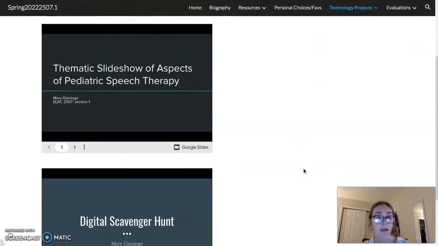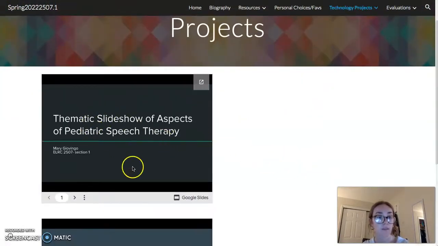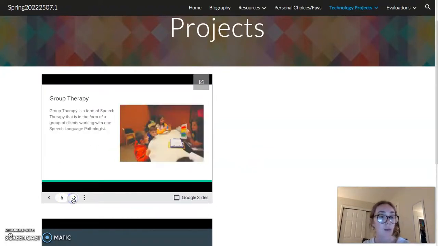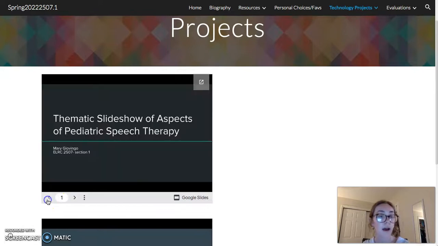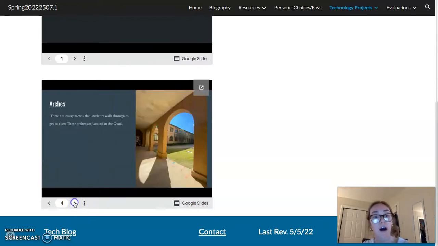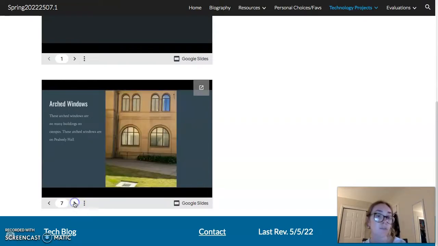Here is my thematic slideshow of aspects of pediatric speech therapy. So I posted some photos from that, and then here's my digital scavenger hunt when we went around LSU and took pictures of elements of LSU.